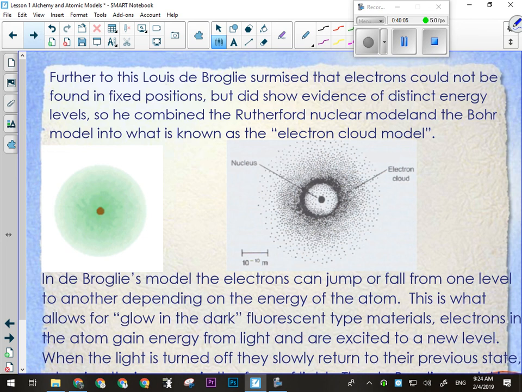What's more likely to be true is this, the de Broglie electron cloud model. That is that yes, there are what we call orbitals, areas where an electron is likely to be found, but whether an electron is in that orbital or not is based on the structure of the atom and the energy of the electrons. So certain orbitals are going to be more populated than others.